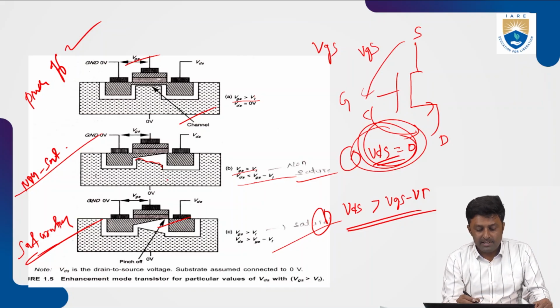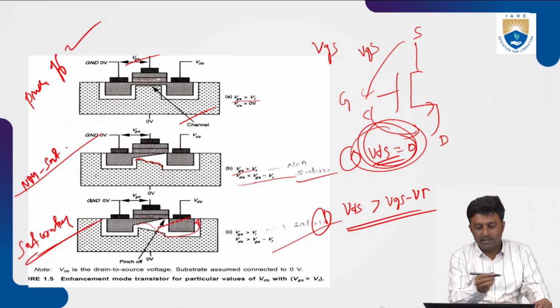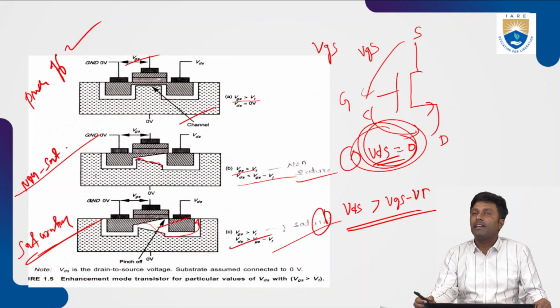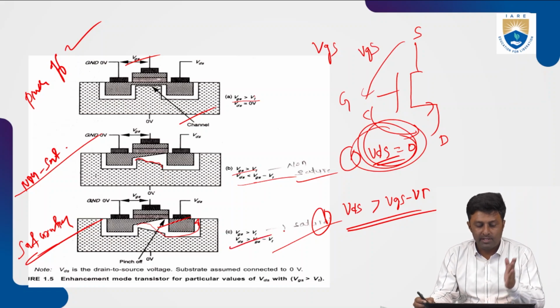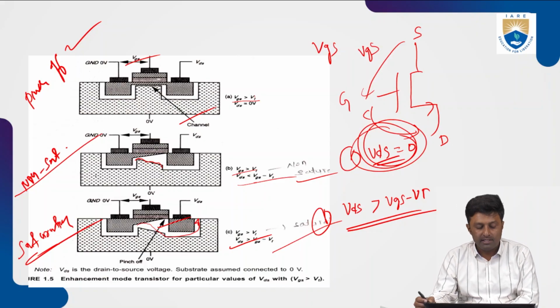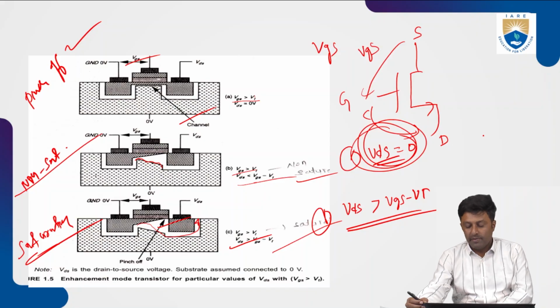In the saturation region, the channel is established, and the current starts flowing, that is, VDS is greater than or equal to VGS minus VT. So this is the operation of the MOSFET in 3 regions, that is pinch-off region, non-saturation and saturation region, based on VDS compared with VGS minus VT.